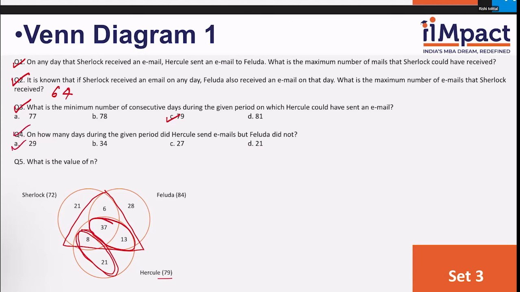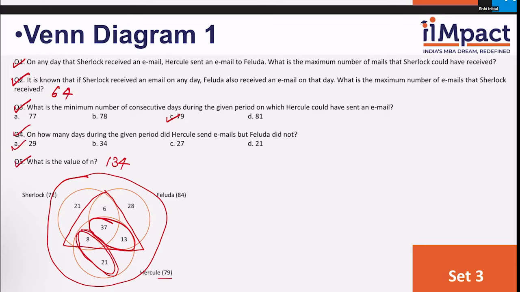Last question. What is the value of n? N is nothing but the number of days on which they have sent emails. And that is nothing but the addition of all the numbers in this Venn diagram within the diagram. Yes. Since h was 0, we don't forget h. This will be equal to 134. And that's it. Set number 3 also over.